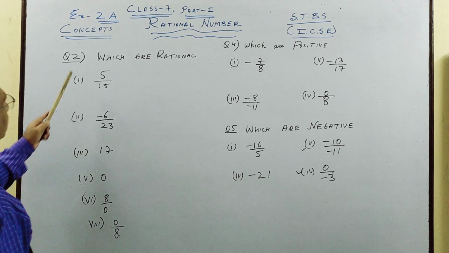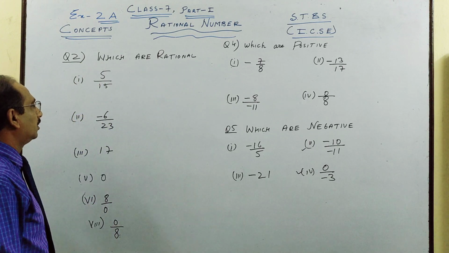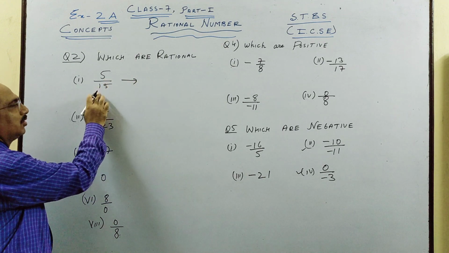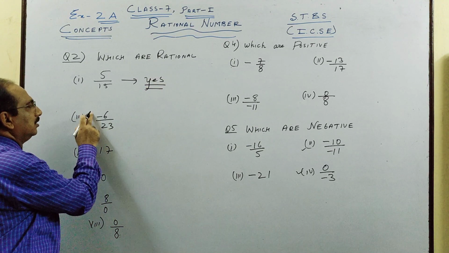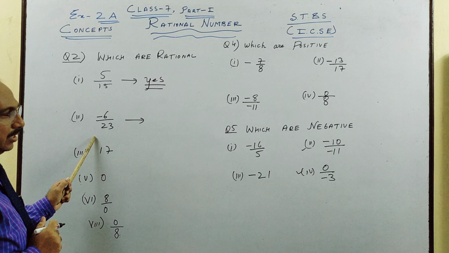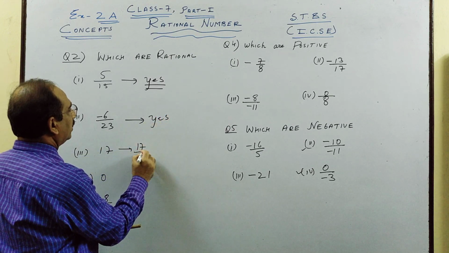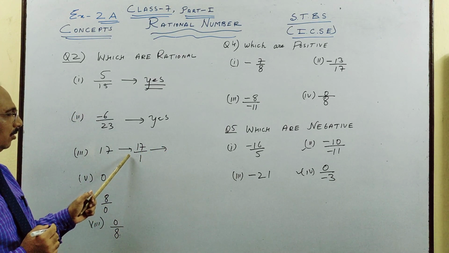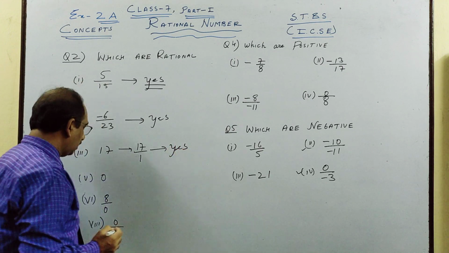So we start exercise 2A, question 2. We take which are rational. So this is in form of P by Q and Q is not 0. Yes, this is rational. These two are also integers. Numerator is minus 6. Denominator is 23. This is also a rational number. This can be written as this. Any integer, you can write whole number, rational number, denominator as 1. So yes, this is also a rational number.